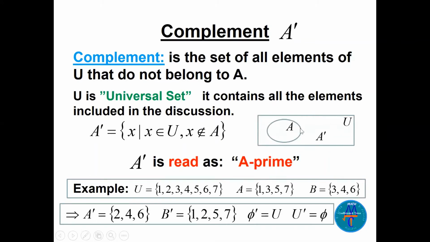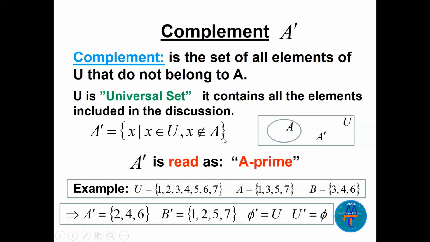Now you have A, all included in U. If I say find A prime, remember the word complement, C-O-M-P-L-E-M-E-N-T. Complement, A prime: x such that x is in U but not in A, it's outside the A. So A and its complement will make the U.